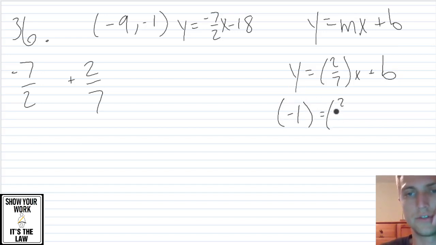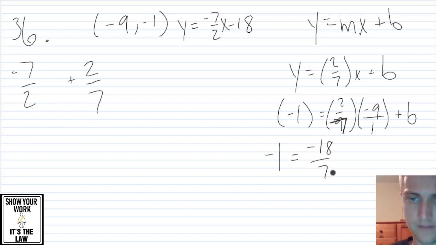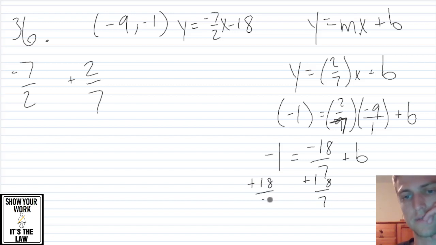Negative 1 equals 2 over 7 times negative 9. Oh, that's a 7. Negative 9 plus b. Nothing we can cancel over here, so that's unfortunate, but we can still multiply. 2 times negative 9 is negative 18 over 7. Not a fun fraction to add and subtract, but it's fine. And then to get the b by itself, we'll add 18 over 7 to both sides. That gives us 18 over 7 minus 1 equals b.